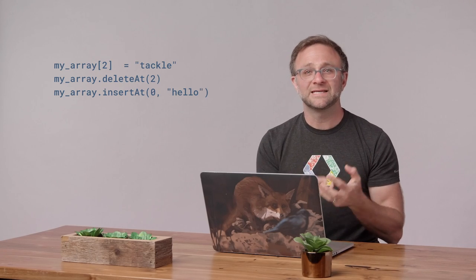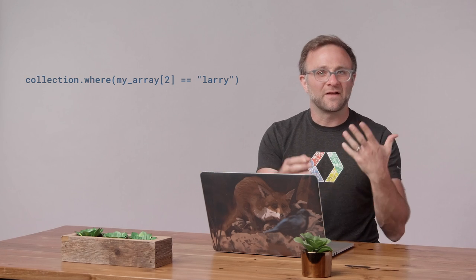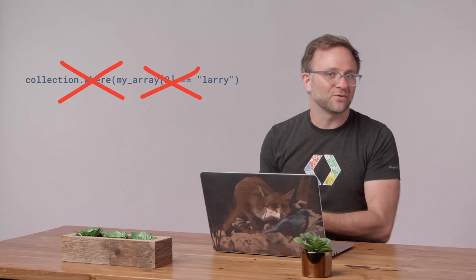So for that reason, Firestore's actions with arrays are a bit different than what you might expect. For instance, you can't perform actions like insert or modify or delete an element of an array at a specific position. And you can't run a query on, like, the element contained at position 2 in the array. So are they useless? Well, no, not at all.